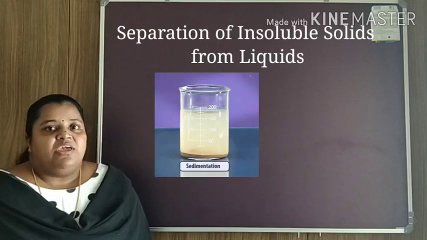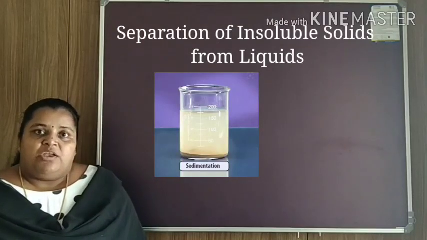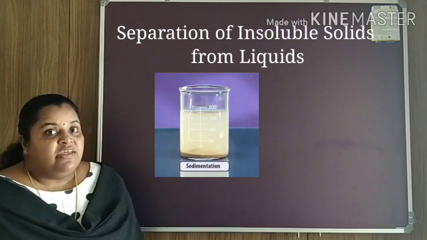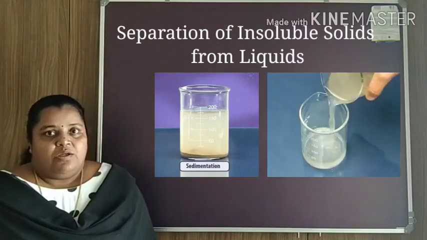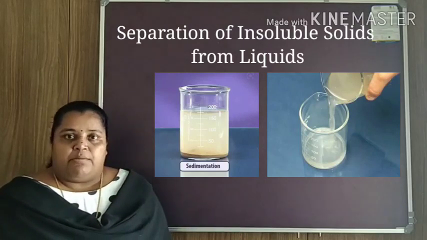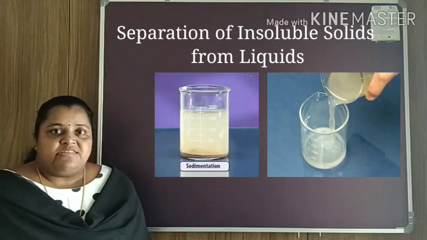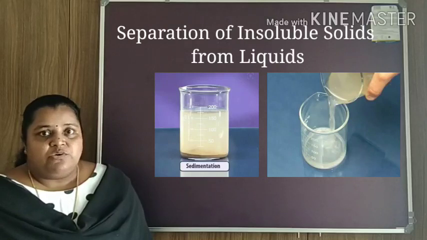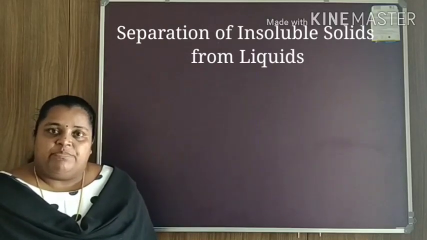Example, you are given a mixture of sand and water and you are asked to separate it. The method you choose is sedimentation and decantation. Keep the mixture aside undisturbed for some time. The insoluble solids settle at the bottom. I hope you understood what is meant by sedimentation and decantation.